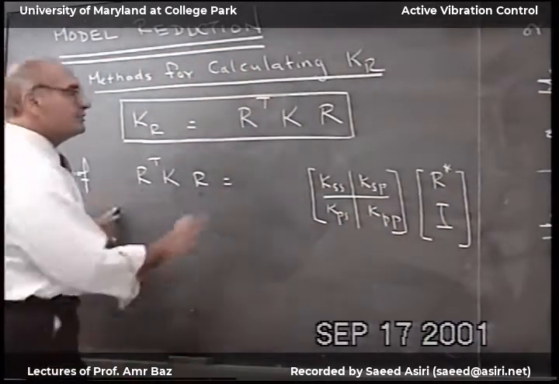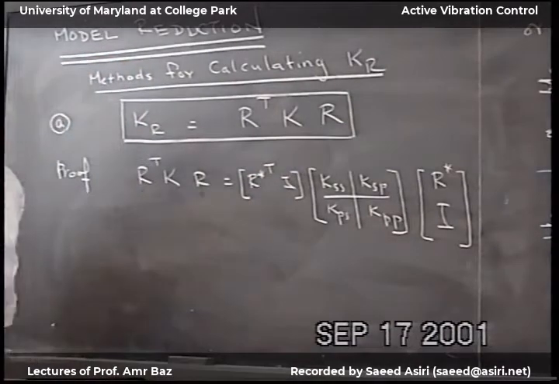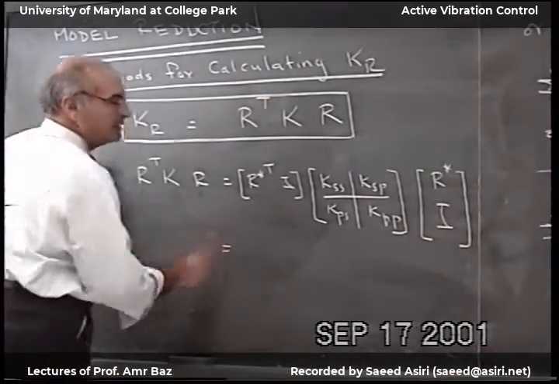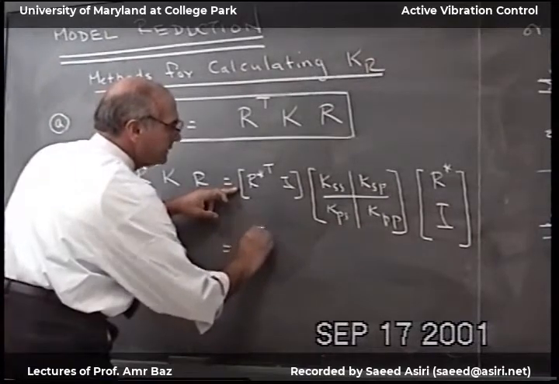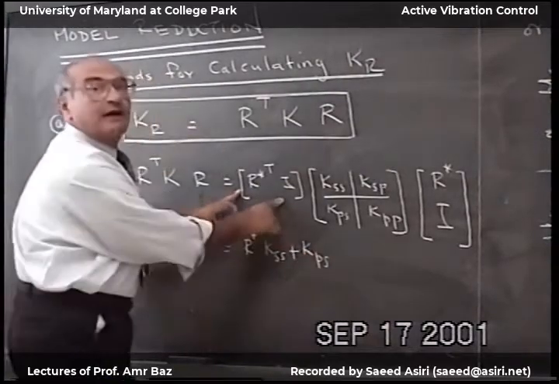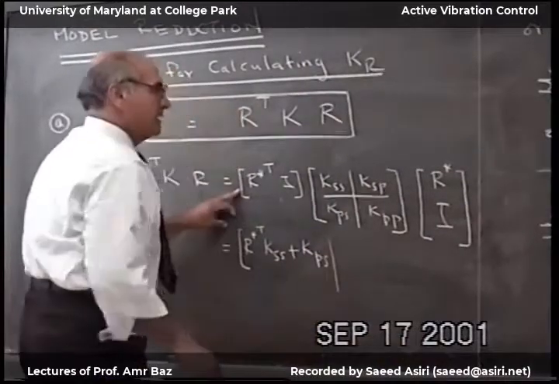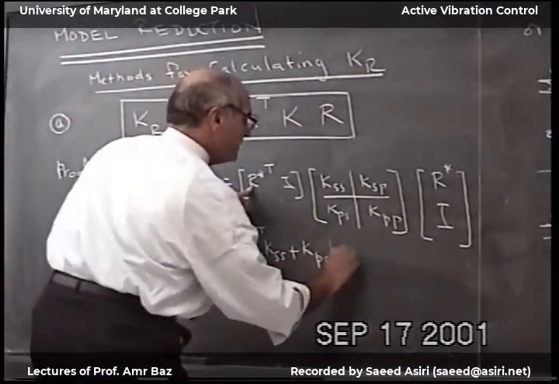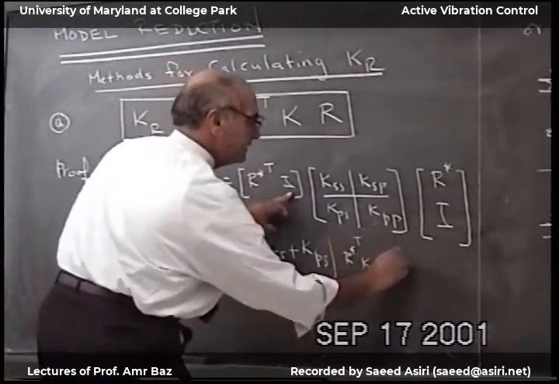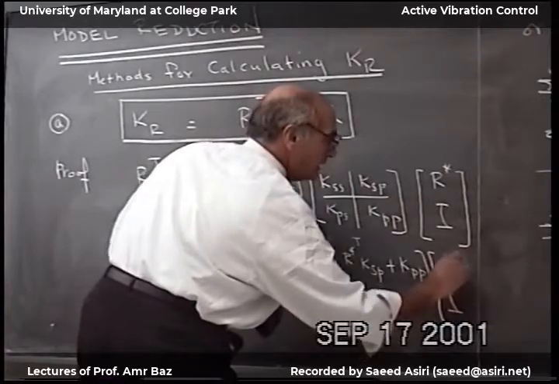And then now the R transpose will be I, R asterisk transpose. And then I'll expand this. So this will equal to R transpose KSS plus KPS times I. Okay? And then I'll expand from the other side, so I have R asterisk transpose KSP plus KPP. And then this is times R asterisk I.